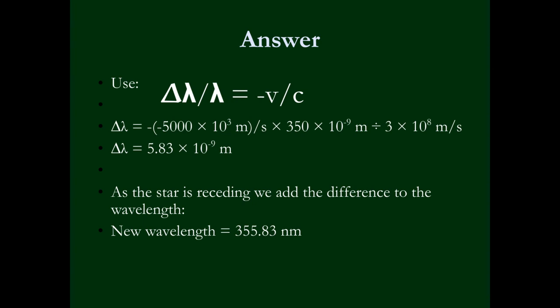Now here, your new wavelength should have been 355.83 nanometers. The star is receding, so we add the differences to the wavelength.